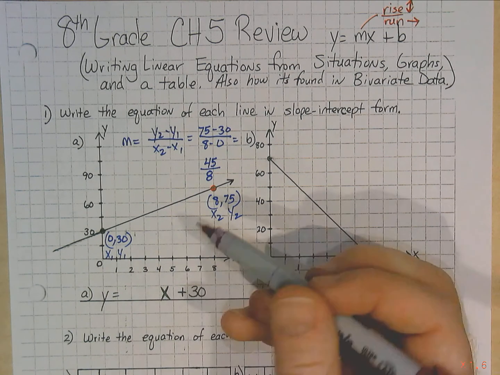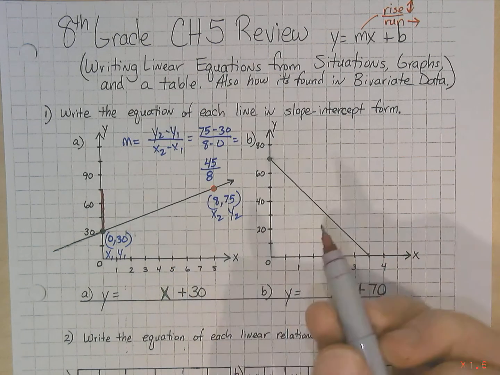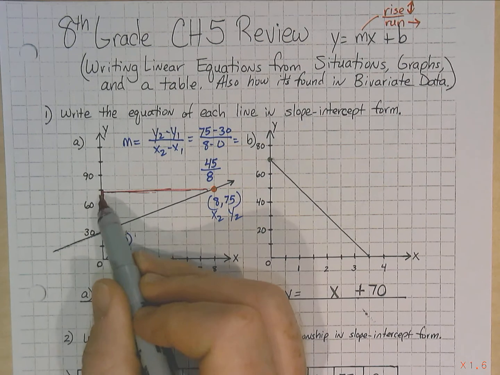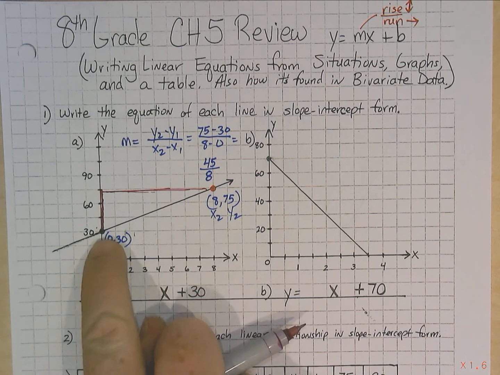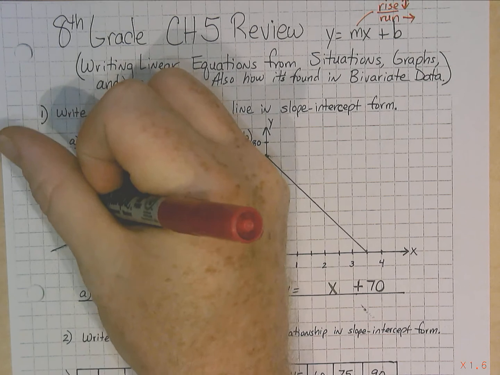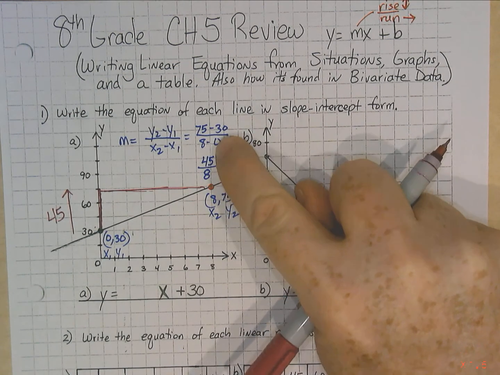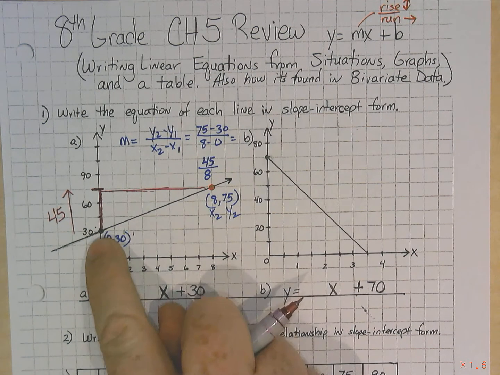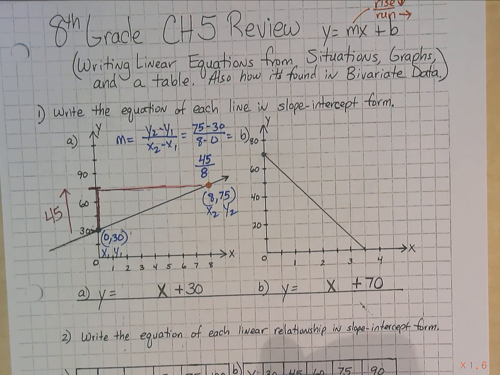When I do it, I just do rise. I go, okay, it's going to go up, and then it's going to go over. It goes from 30 to 75, so it's going up, and you can count up by 15s: 15, 30, 45. So it goes up 45. Basically you're doing the same thing here: you're subtracting 75 minus 30, which is 45. That's going to be your rise.